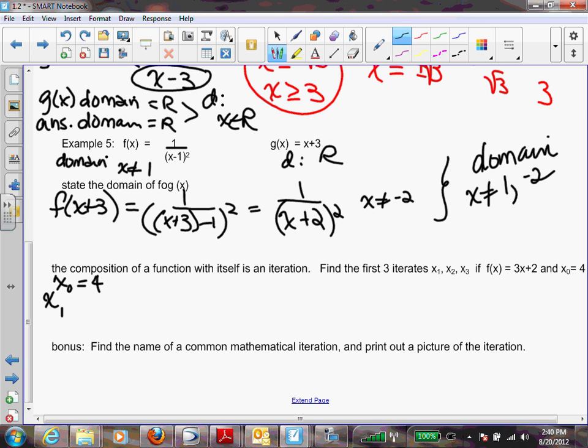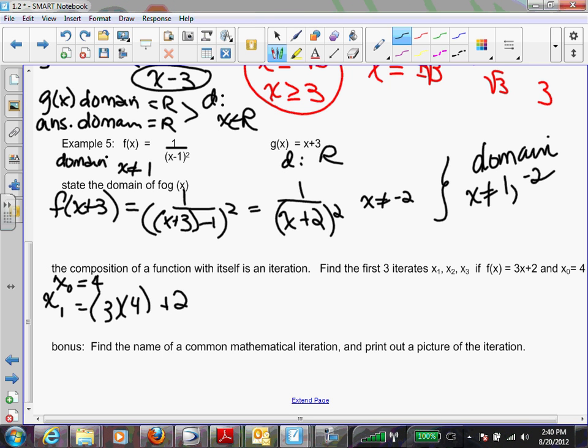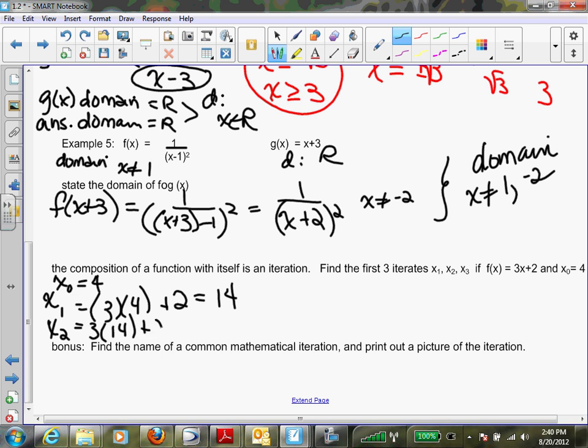So x sub 1 is going to be, what am I going to let x be? What am I going to be putting back into itself? 4. We're going to put 4 in because that's what we got at the very beginning. So we're going to say 3 times 4 plus 2, which is 14. What's x sub 2 going to be? What am I going to put now in for x? 3 times 14 plus 2 is 54. I have to do 3 times.